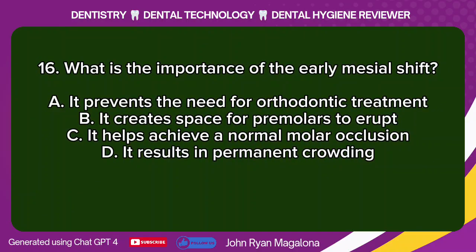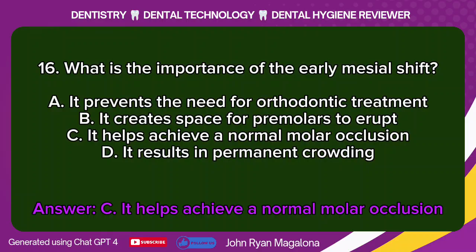16. What is the importance of the early mesial shift? A. It prevents the need for orthodontic treatment. B. It creates space for premolars to erupt. C. It helps achieve a normal molar occlusion. D. It results in permanent crowding. Answer: C. It helps achieve a normal molar occlusion.